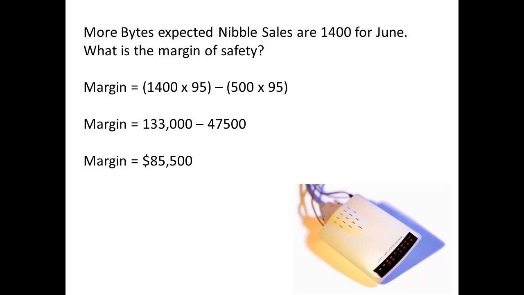You will also obtain the same figure by taking expected and break-even numbers and then multiplying by 95. So 1400 units less 500 units gives 900 units. 900 times 95 gives $85,500.